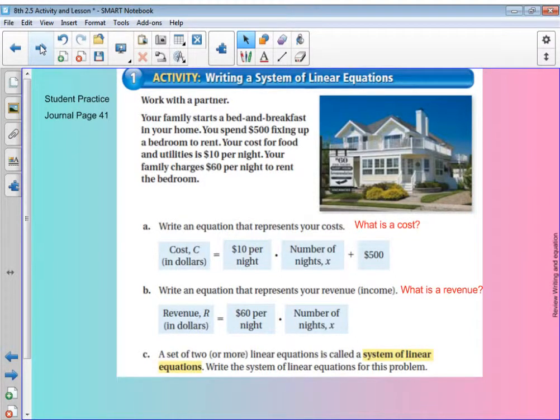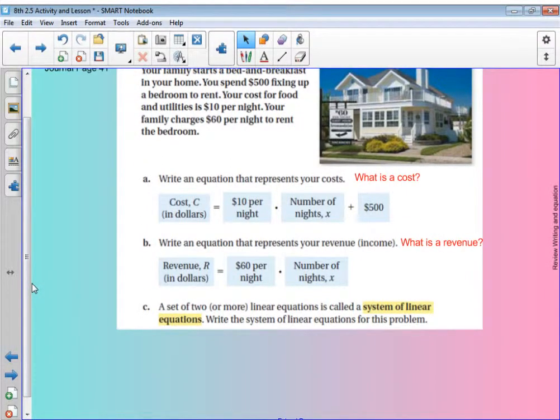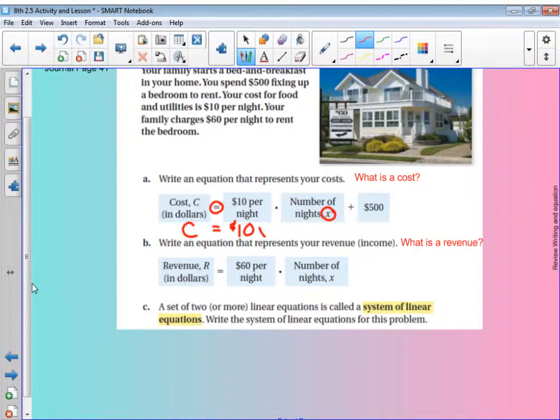So this is working with a model. We started out with a model, and we're going to practice once again working through when they give us a model. So here we have our cost in dollars, which we're going to use the letter C, equals $10 per night, and then the number of nights, which we don't know, so we're going to put in X. Instead of putting the times sign, I'm just going to write X right next to the $10, plus 500. Okay, so there's our equation for our cost, what it's going to cost our family.